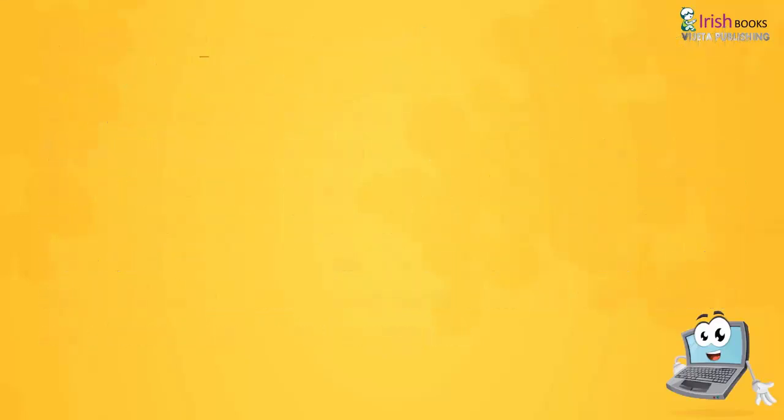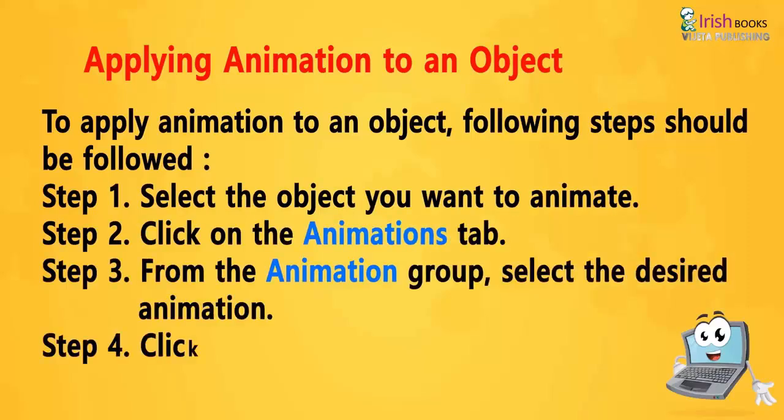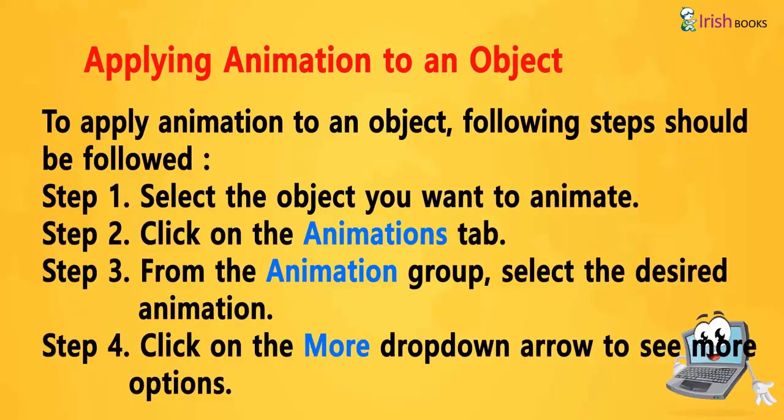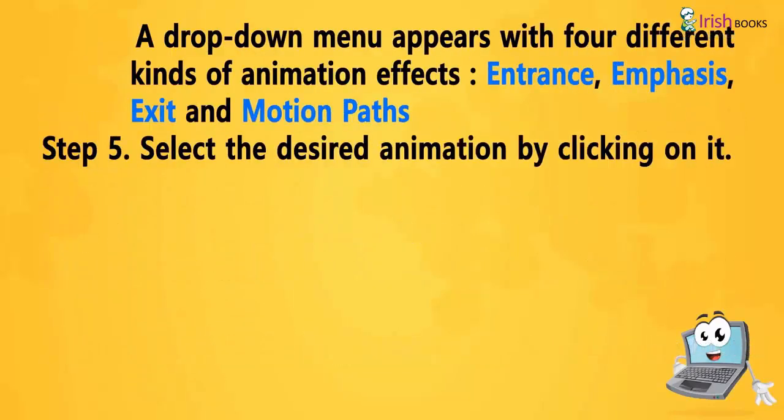Applying animation to an object. To apply animation to an object, the following steps should be followed. Step 1. Select the object you want to animate. Step 2. Click on the Animations tab. Step 3. From the animation group, select the desired animation. Step 4. Click on the More drop-down arrow to see more options. A drop-down menu appears with 4 different kinds of animation effects: Entrance, Emphasis, Exit, and Motion Paths. Step 5. Select the desired animation by clicking on it.